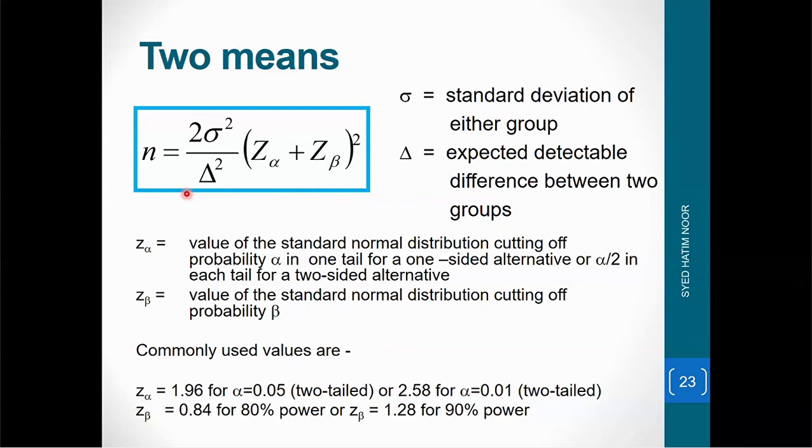If you set your beta at 0.2, then your power will be 80%. Why does this formula involve power? Why in the single mean formula is there no power? In the single proportion formula also there is no power involved. Why?